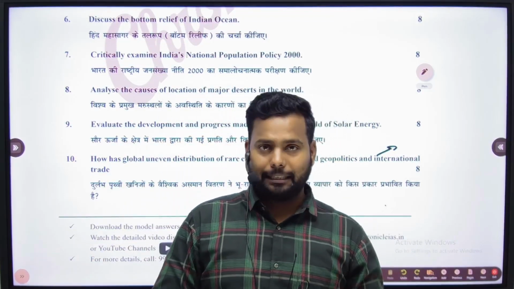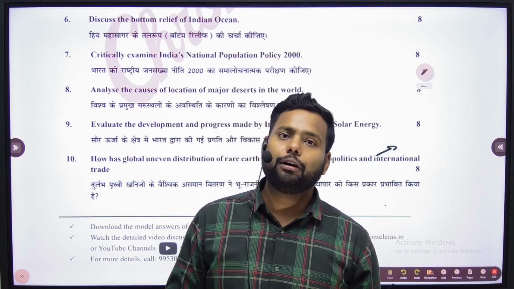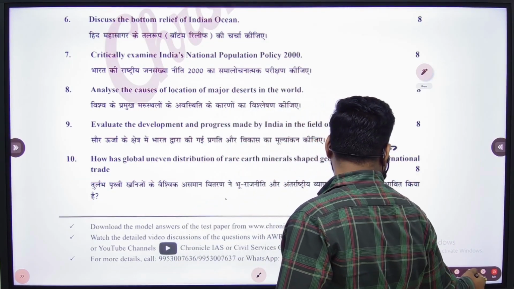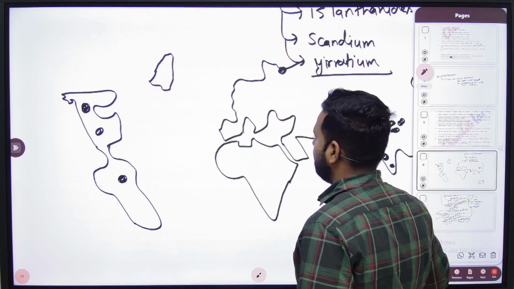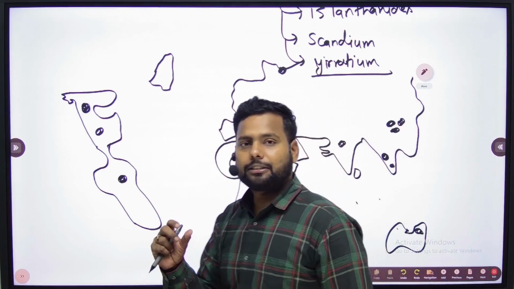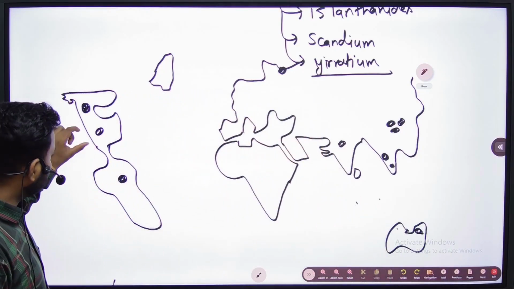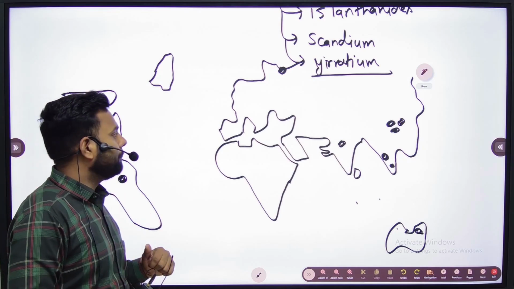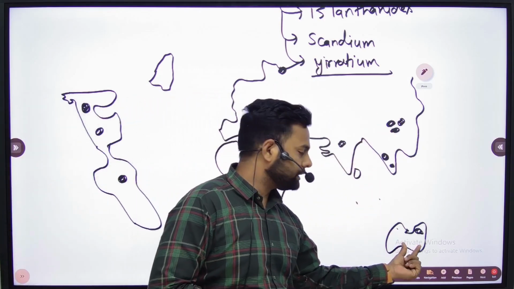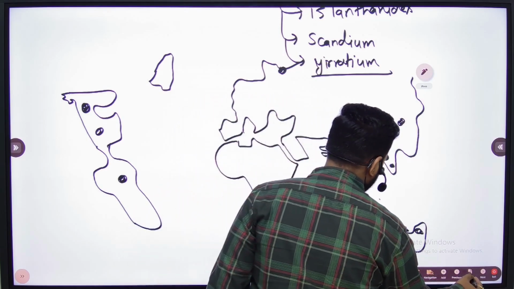Why I am calling it an imbalance is because it is a monopoly of China. So in this question you have to put a map showing the rare earth minerals and the locations where there is a good possibility of rare earth minerals: US, China, Canada, Brazil, India, Sweden, Malaysia, Indonesia and Australia have rare earth minerals. And this is your intro.